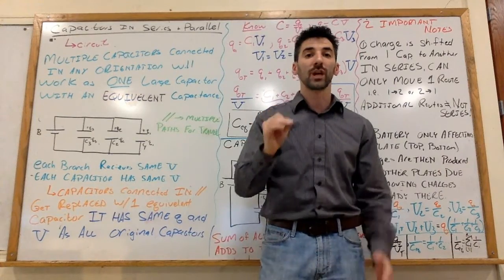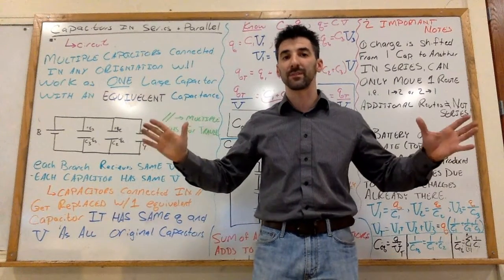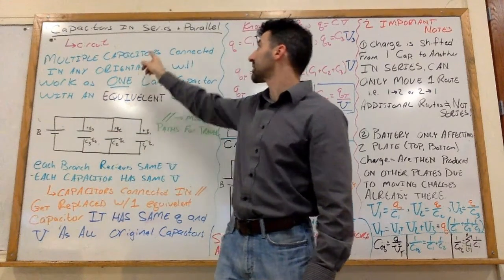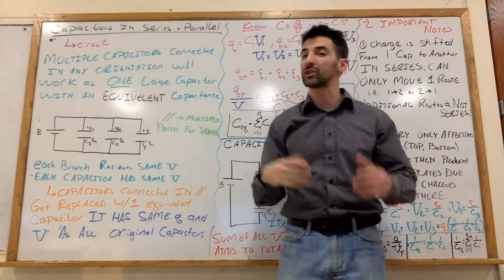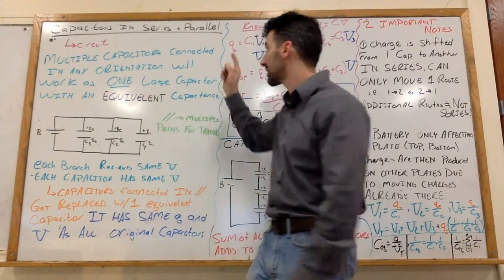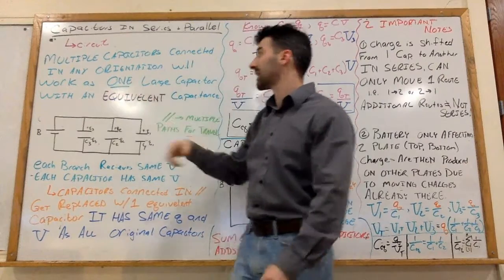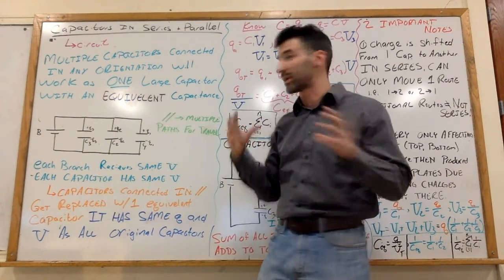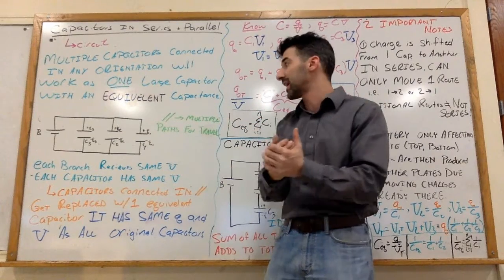So, our general rule for any type of circuit: multiple capacitors in this picture, connected in any orientation. I don't care what they look like. If it's a series circuit, a parallel circuit, or a combination circuit, any orientation is going to work as if we have one large capacitor with an equivalent capacitance. In other words, an equivalent ability to accept all of that charge.